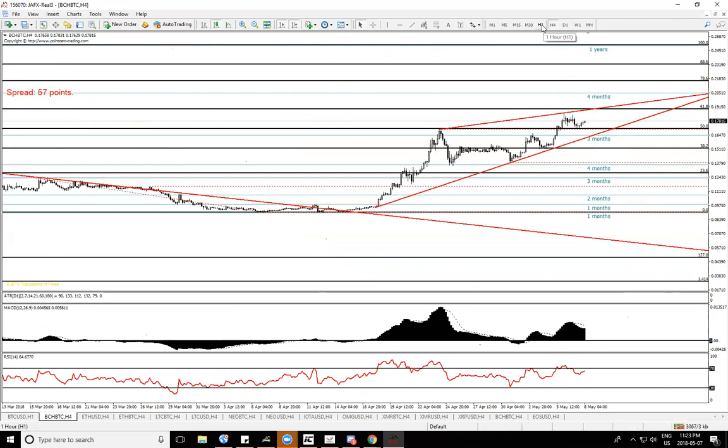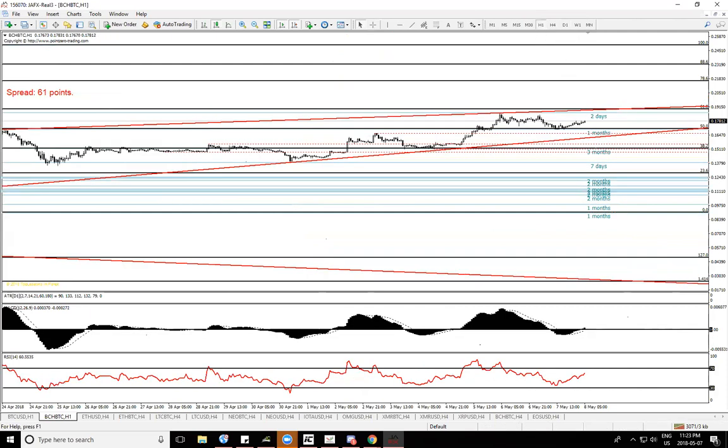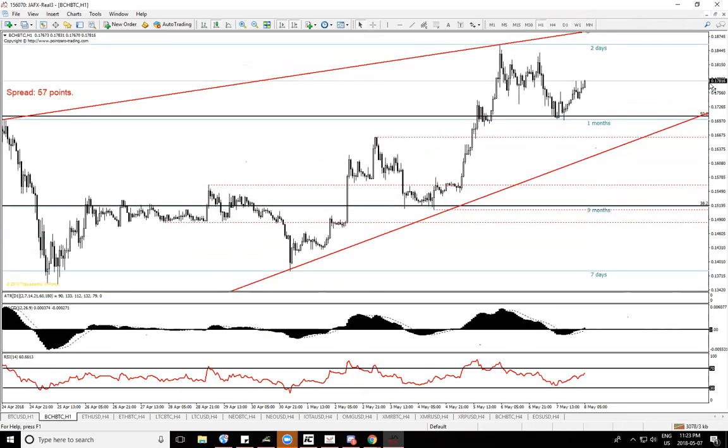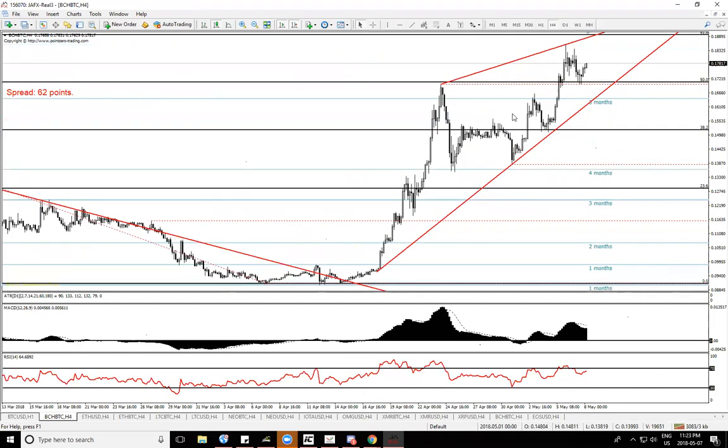So I'm not very interested right now. It's something that we could keep an eye on. On the 1 hour, it's not more interesting, just going to be smaller. So that's pretty much it for Bitcoin Cash, I would say.